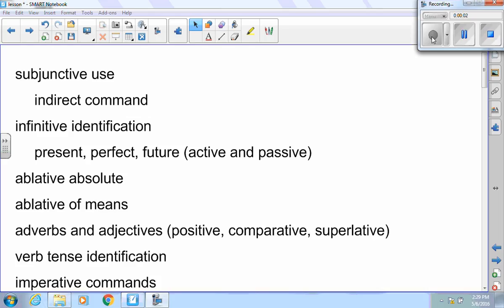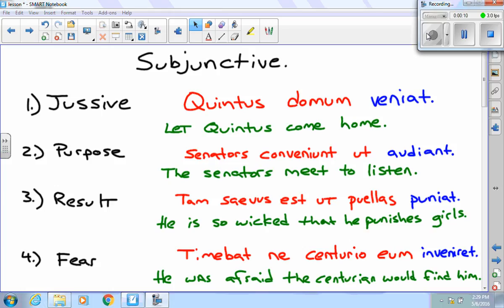Okay, here we go with stage 39. First thing off is the subjunctive use. The one we focused on this chapter was indirect command, but we'll go over each one. We'll start off with the jussive. The jussive is a command, a polite command. Quintus domum veniat. Veniat is a subjunctive. Let Quintus come home, or may Quintus come home, would be a jussive use.